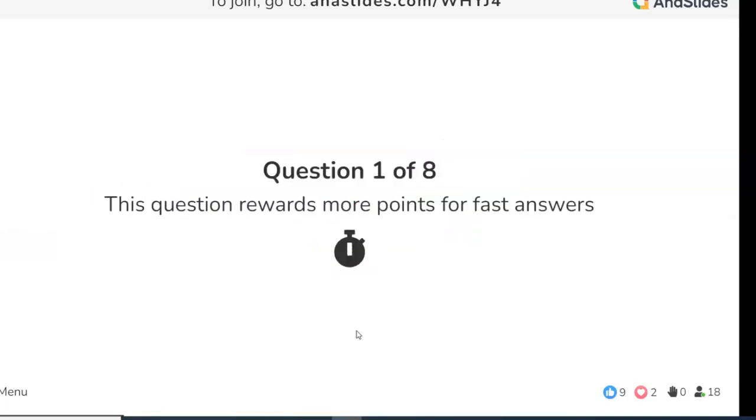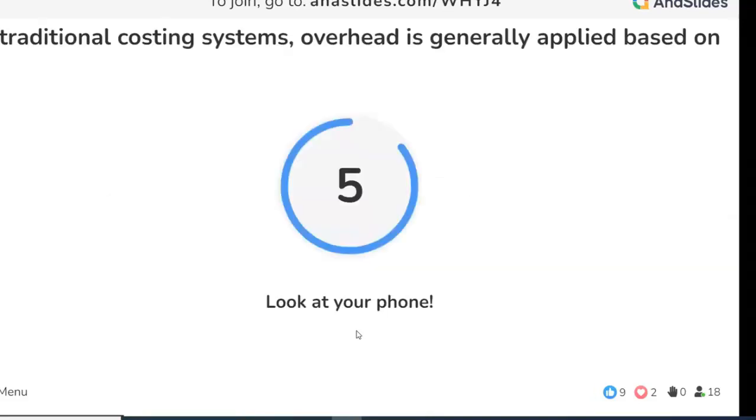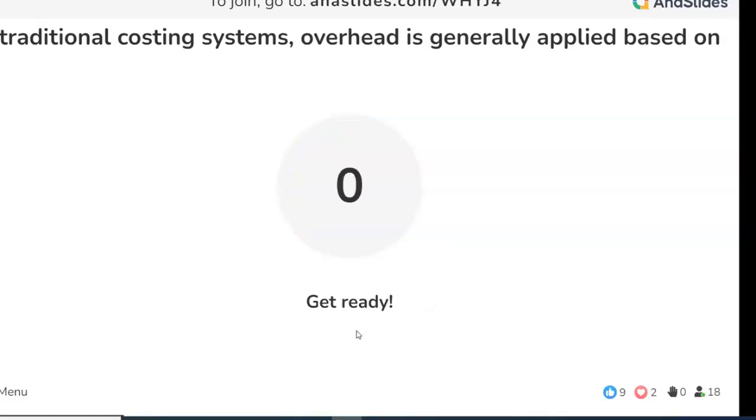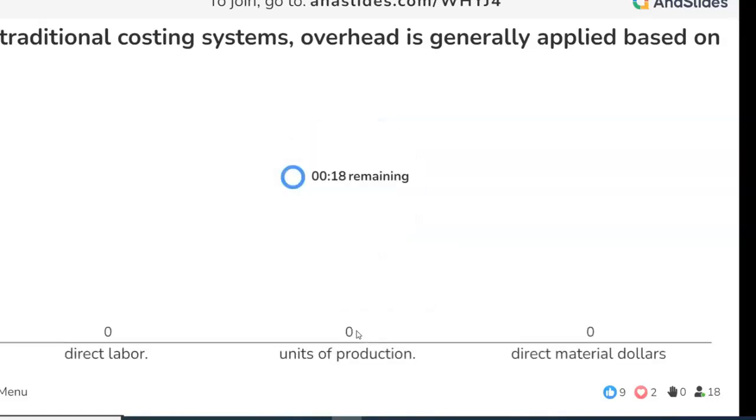Question number one. In traditional costing system, overhead is generally applied based on direct labor, units of product, direct material dollars.